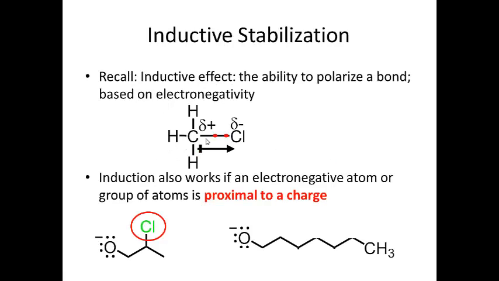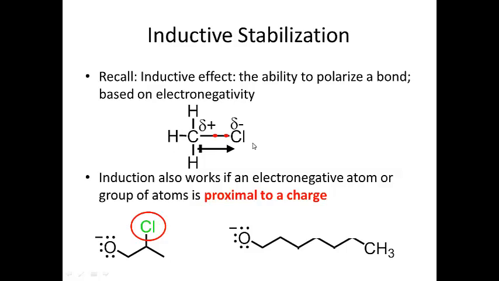All right, let's talk about another method for stabilization, which is induction. We talked about the inductive effect earlier, meaning the ability of an atom to polarize a bond. It's also based on electronegativity. So here's a bond, inductive. The bond is polarized by induction because chlorine is more electronegative than carbon. This is a polar covalent bond.